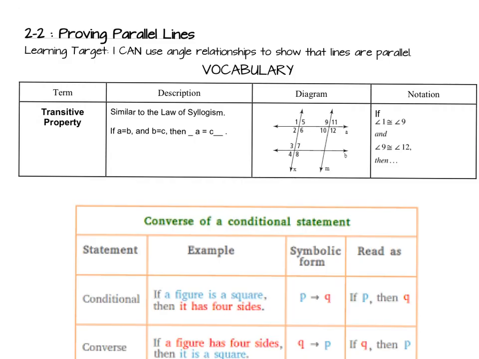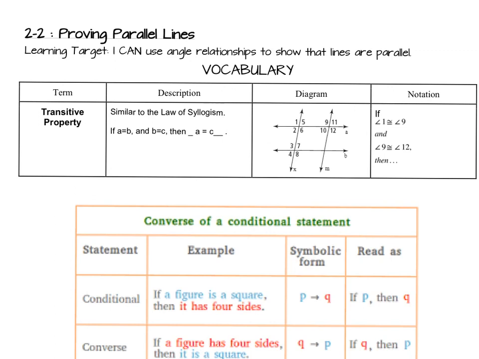Lesson 2.2 is going to have us kind of working in the opposite order from 2.1 to prove that lines are parallel. Our goal in this lesson is to look at a picture and decide if there's enough given information to verify that the lines we're looking at are parallel or not.